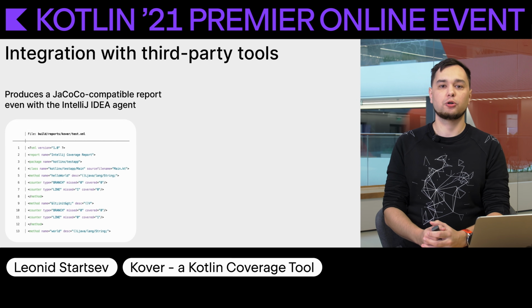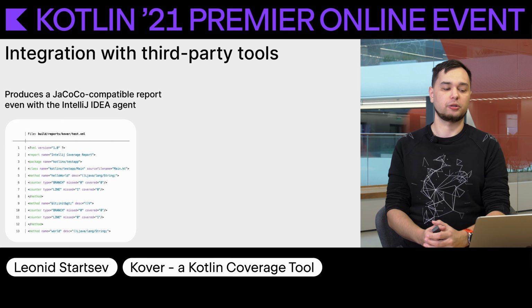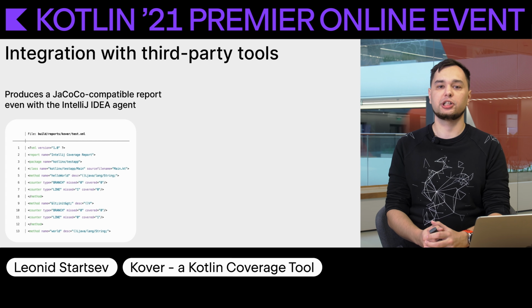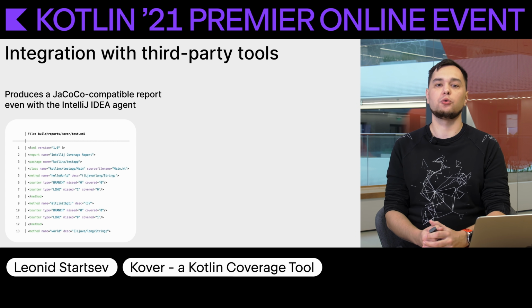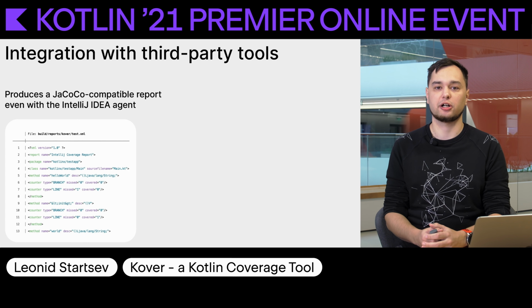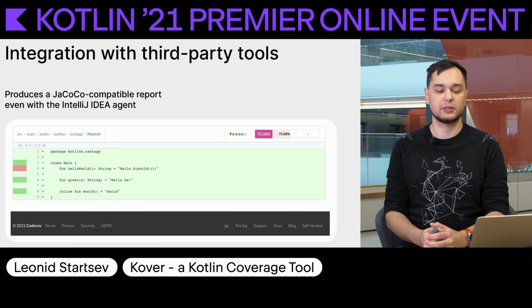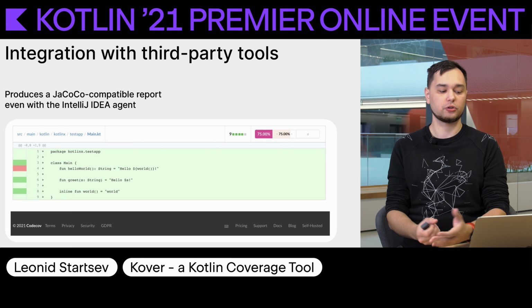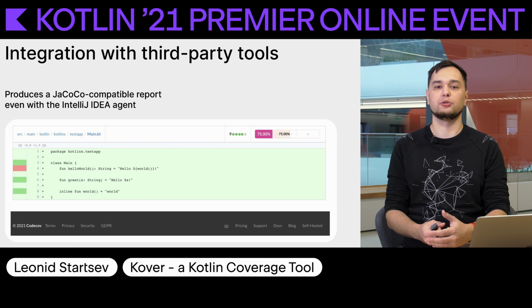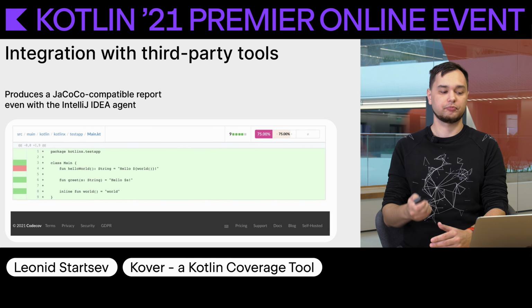Also, Kover can help you with integration with third-party tools. Well, if you use a JaCoCo agent, of course you will get a JaCoCo report. But even if you use the IntelliJ agent, Kover can transform its report into the well-known XML format that is compatible with JaCoCo. So you can take this XML file and then use it with any third-party tool for code coverage analysis you like, codecov.io, or use it in GitHub Actions or in your internal analyzer.